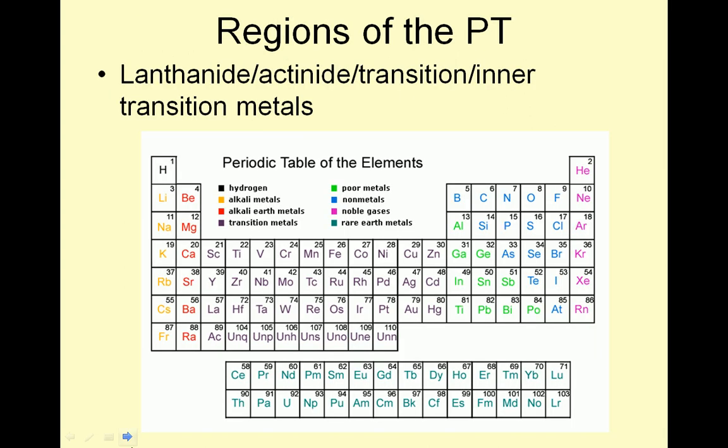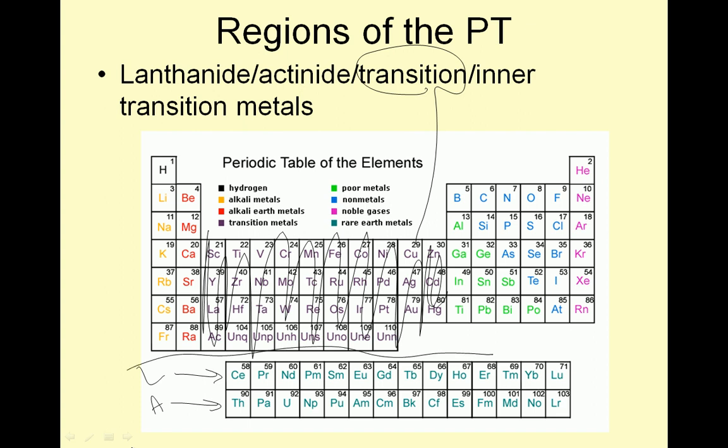Regions of the periodic table: lanthanide, actinide, transition. Okay, so here's the lanthanide series, here's the actinide series. Transition metals. Inner transition metals are the lanthanide and actinide series.